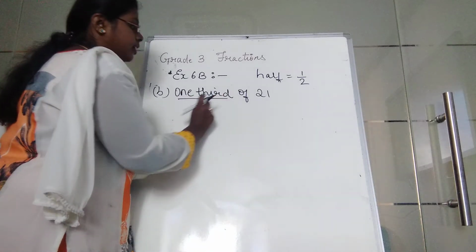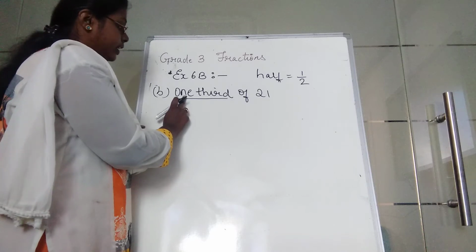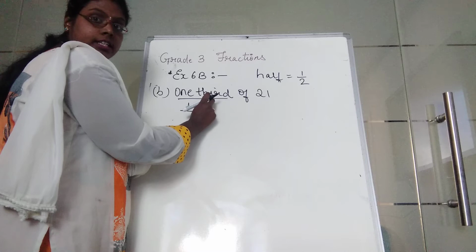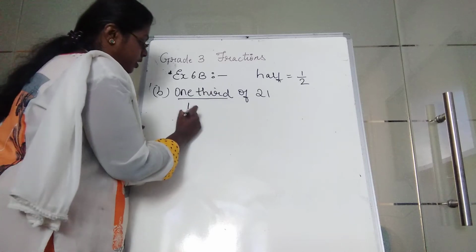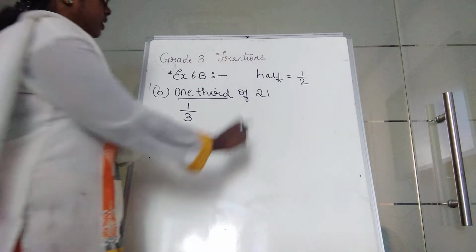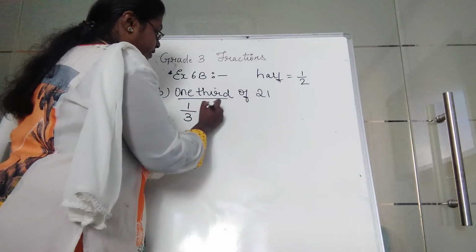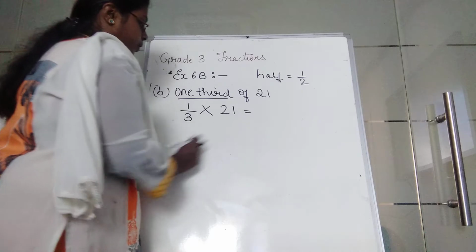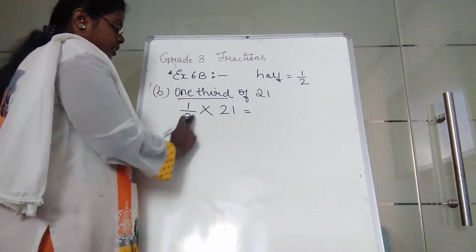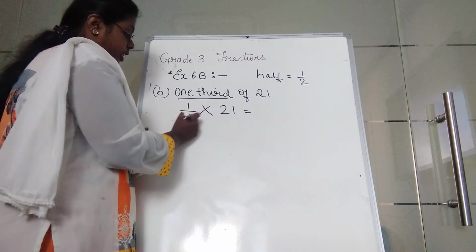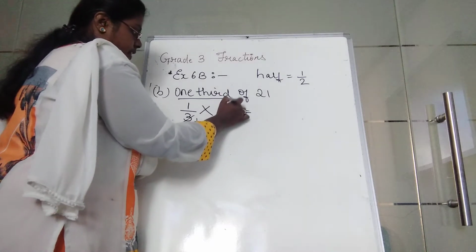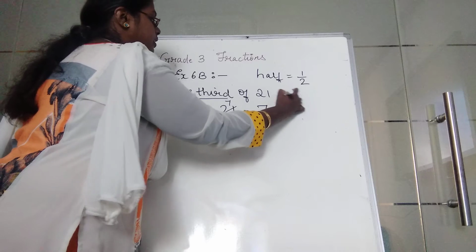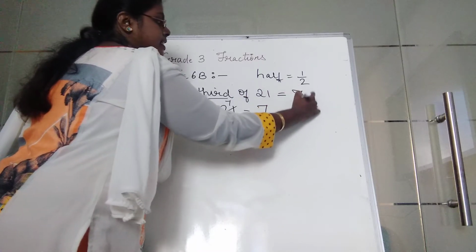How will you write 1/3? 1 is the numerator, and third is the denominator. So third is nothing but 3. Here instead of "of" I will write multiplication. Write 21 over here. You can reduce 21 with 3. 3 1s are 3, 3 7s are 21. So 1 7s are 7. So 1/3 of 21 is 7.